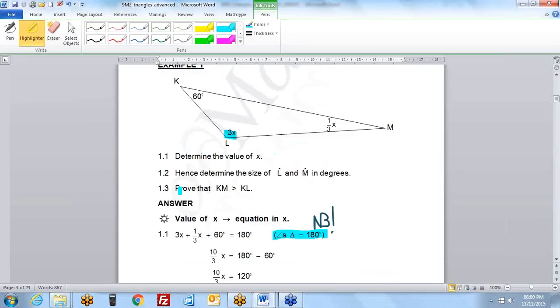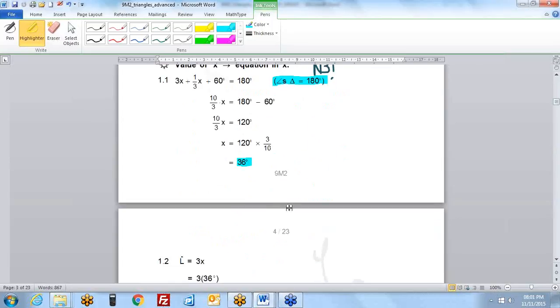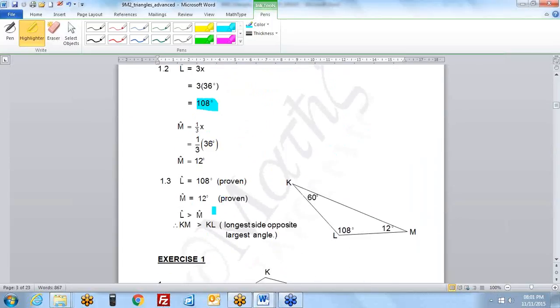And then our next question, prove that KM is greater than KL. Now the only way you can do that is to focus on the angles opposite that side. So we will have to prove that angle L is bigger than angle M, because the angle opposite KL is angle M.